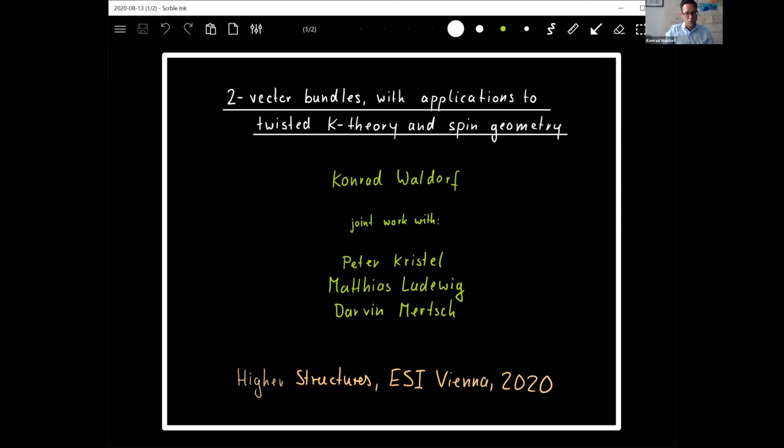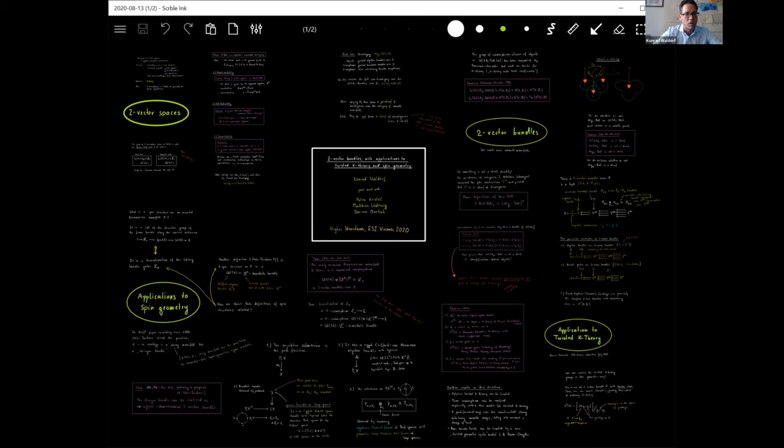So it has these four corners. First, I will explain which version of 2-vector spaces I mean. So this here in the upper left corner, then there is a bundle version of this version of 2-vector spaces. That's exactly the 2-vector bundles. And then here is a small corner about applications to twisted K-theory. I will have to keep this a bit short. And then there is this larger section about applications to spin geometry. So I'm going to zoom into this.